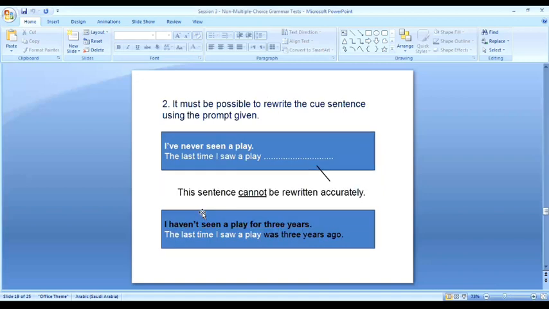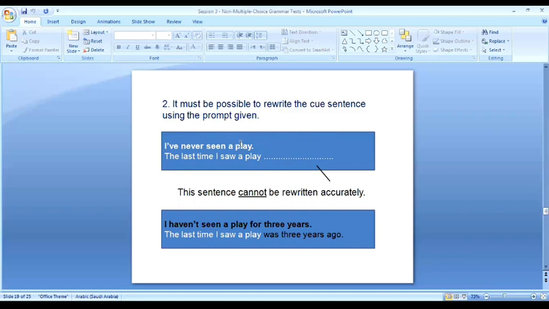So number 2, it must be possible to rewrite the Q sentence using the prompt given. So it should be possible to rewrite it. I have never seen a play. The prompt: the last time I saw a play. So it is like this. It is difficult to rewrite the Q sentence, you know. So it must be possible to rewrite the Q sentence using the prompt.